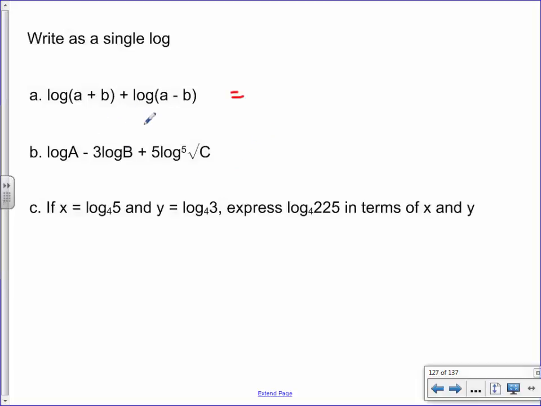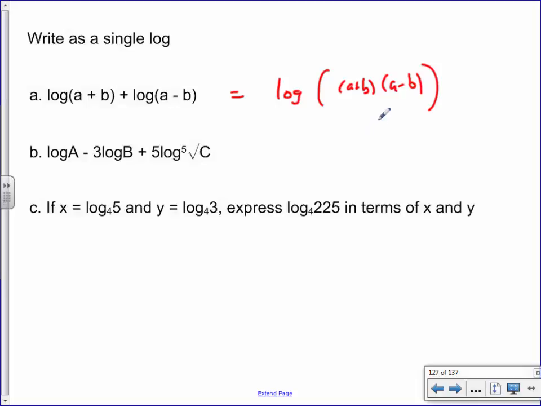Two separate logs being added means collectively multiply them. So you need a log of big bracket, then a second bracket, a plus b, and then a minus b. Does that make sense?